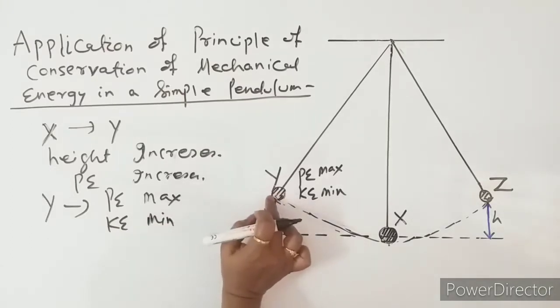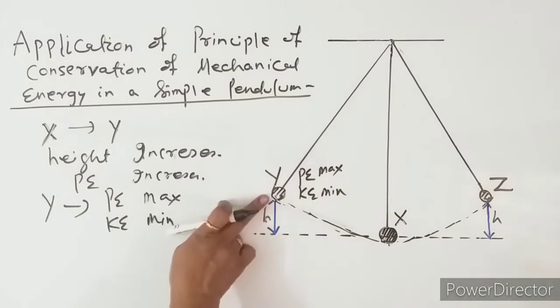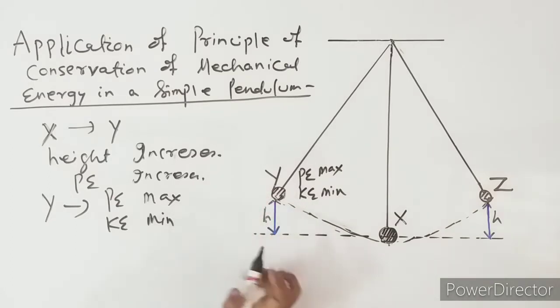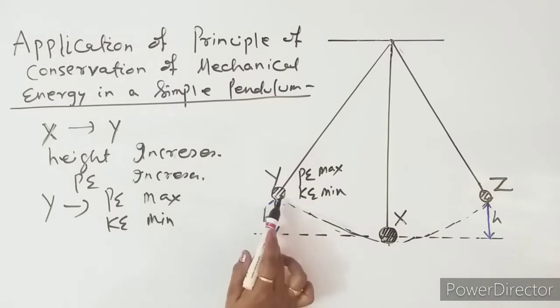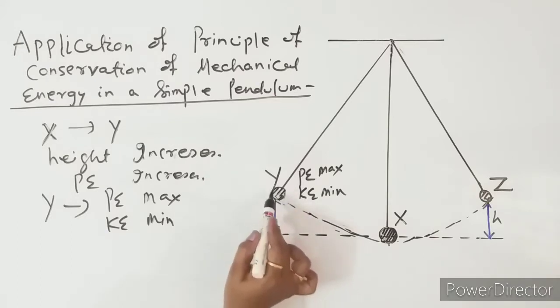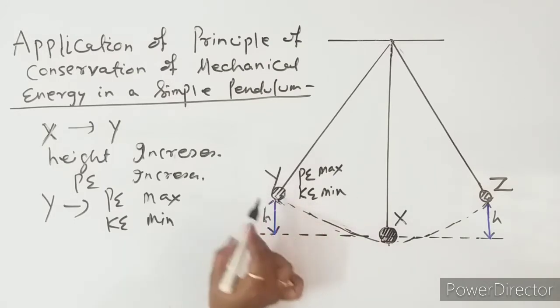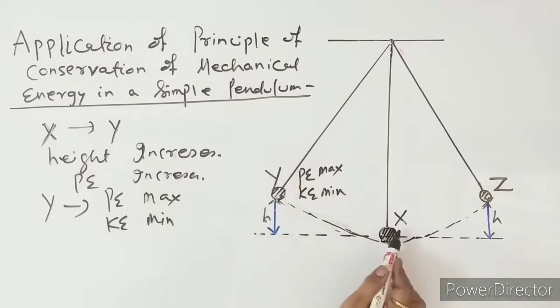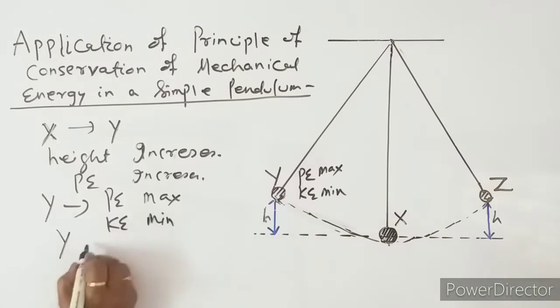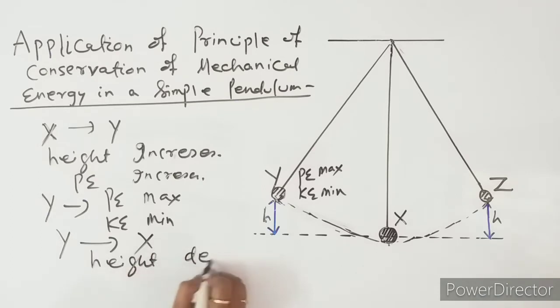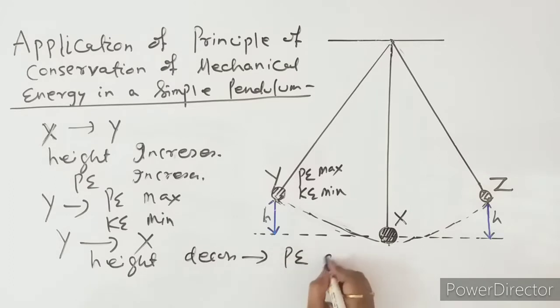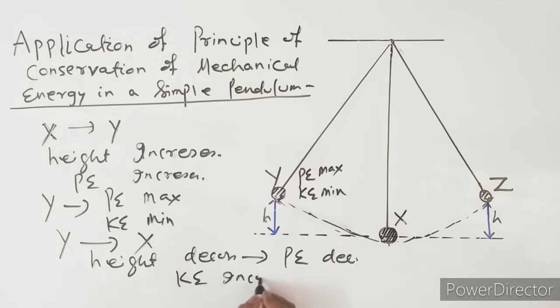So when we are leaving the bob from this y position, students think that at this position it has maximum kinetic energy because it is coming down. But here, it is due to inertia only that it comes from the y position to the x position again. So when it goes from y to the x position, the height decreases. When height decreases, PE decreases. So when PE decreases, kinetic energy increases.